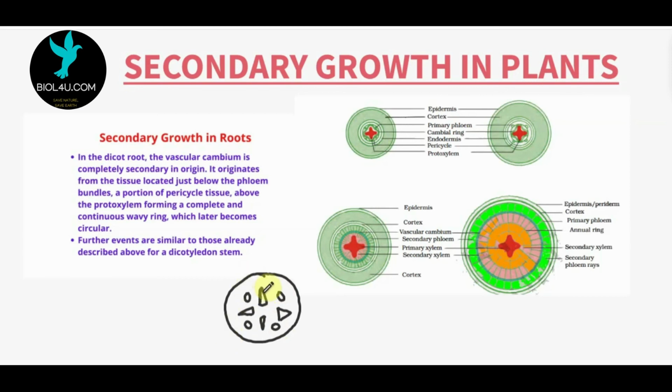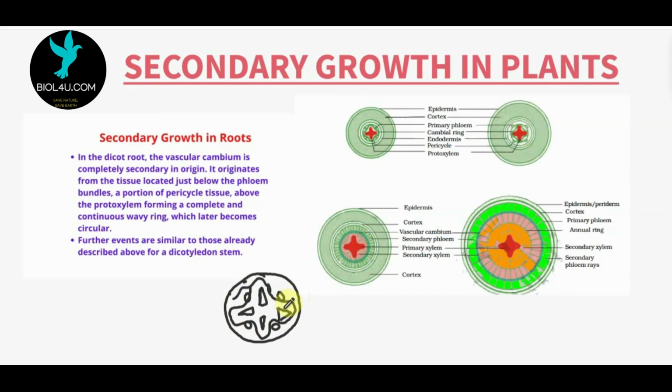So what happens? The cells present here are the pericycle. The cells present just below the pericycle become meristematic, and these newly produced meristematic cells form a wavy ring around the phloem. It moves below the phloem and above the xylem, below the phloem, above the xylem, so like that it produces a ring. This ring is actually the newly formed cambial ring, and this cambial ring is totally secondary in origin.